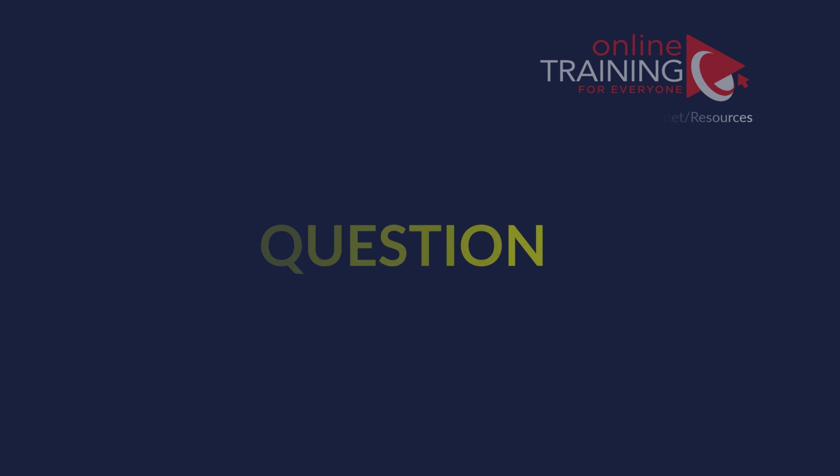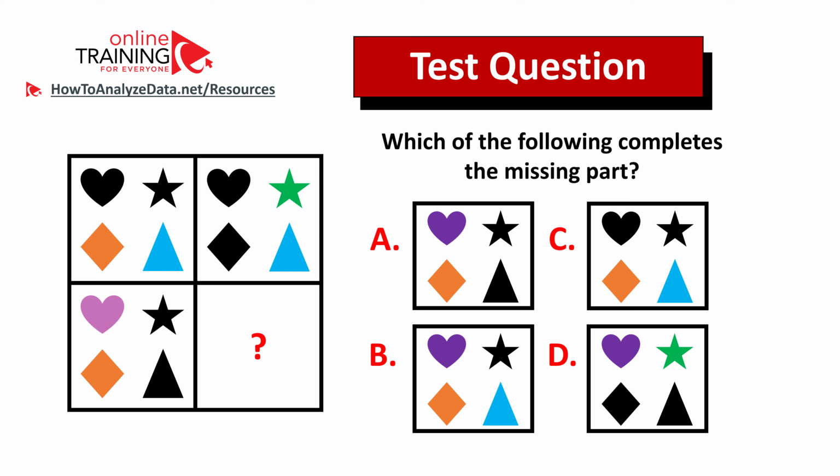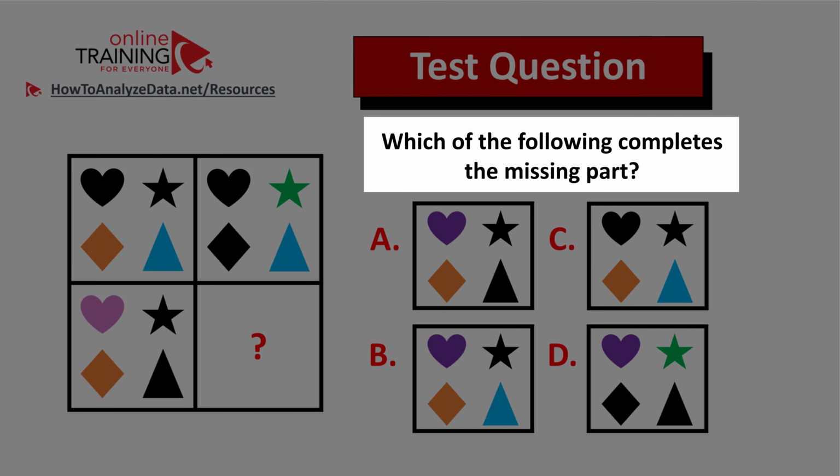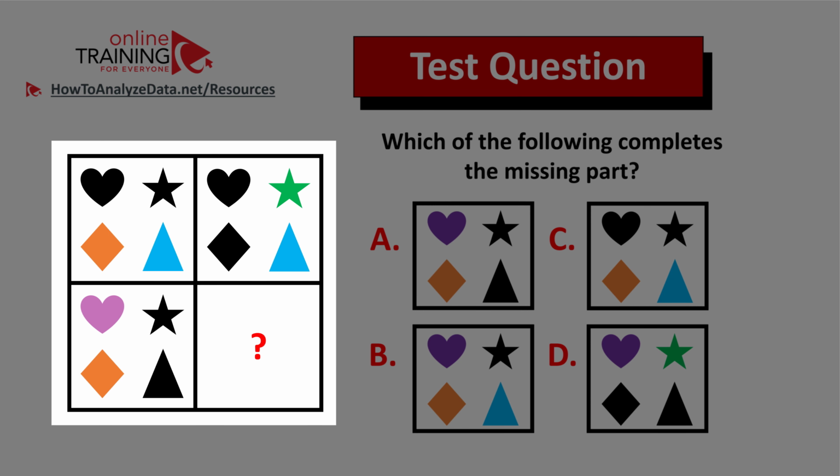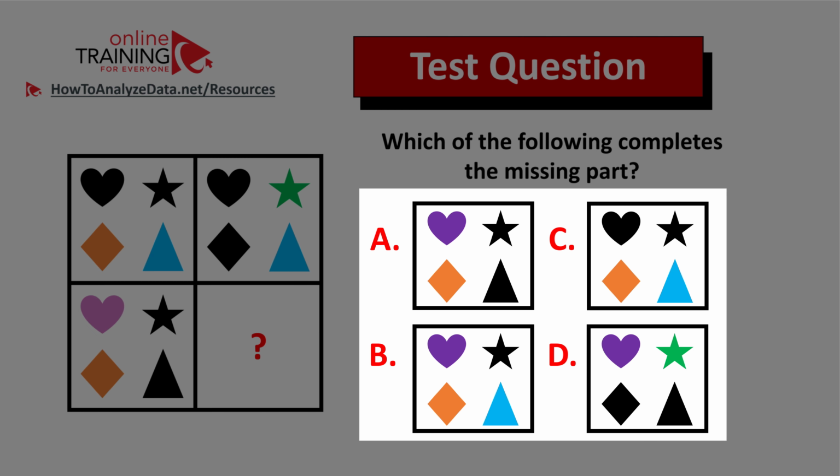Let me share with you a tricky question which tests your reasoning, analytical, as well as visualization skills. Which of the following completes the missing part? You're presented with a 2x2 box. One of the squares in the big box is missing, and you have four different choices to choose from: A, B, C, and D.